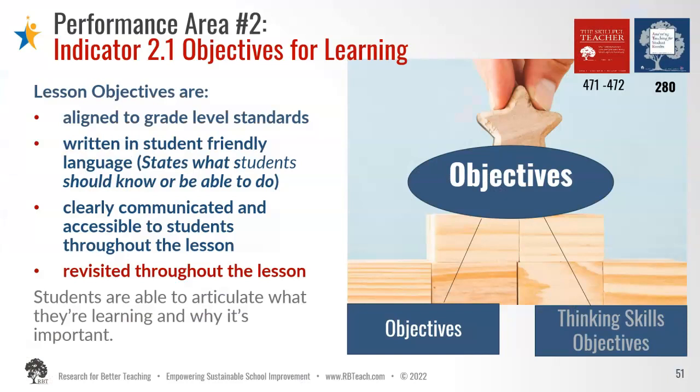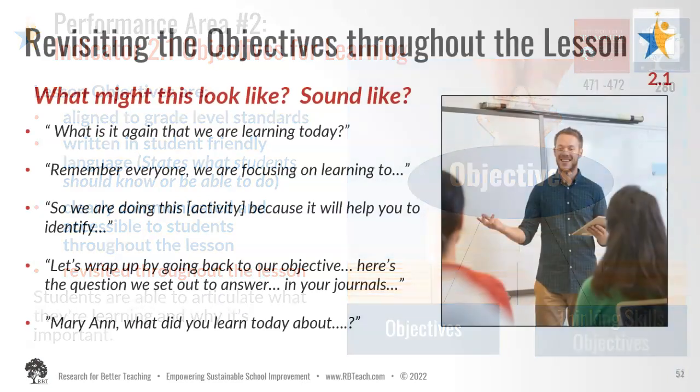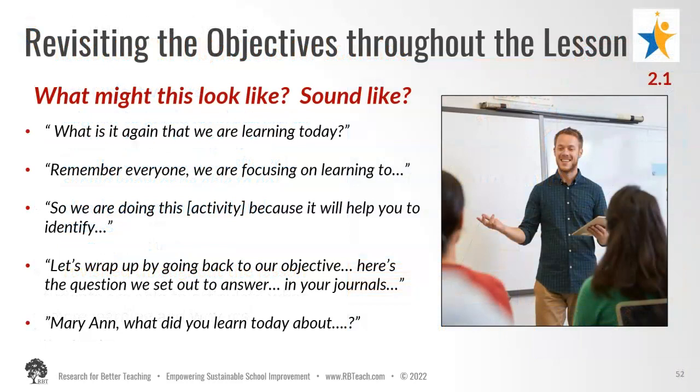We have to revisit them throughout the lesson, refer back to them so students remember what they're learning. It might look and sound like this. What is it again that we're learning today? Remember, everyone, we are focusing on learning too. So we are doing this activity because it will help you to identify. Let's wrap up by going back to our objective. Here's the question we set out to answer. In your journals, Marianne, what did you learn today about? So these are the things that you want to be listening for as you're out observing for these 2.1 objectives for learning.